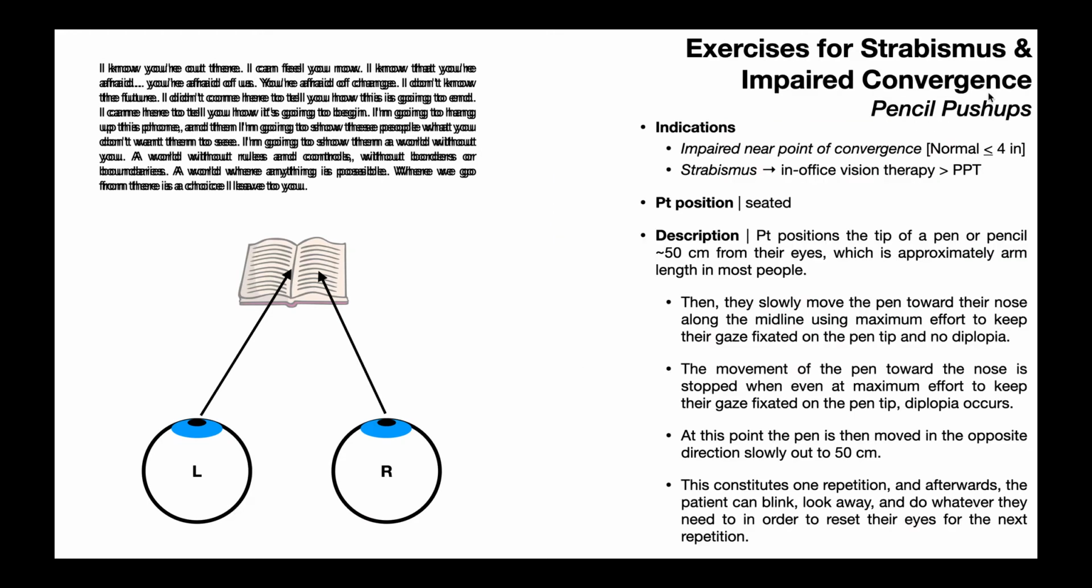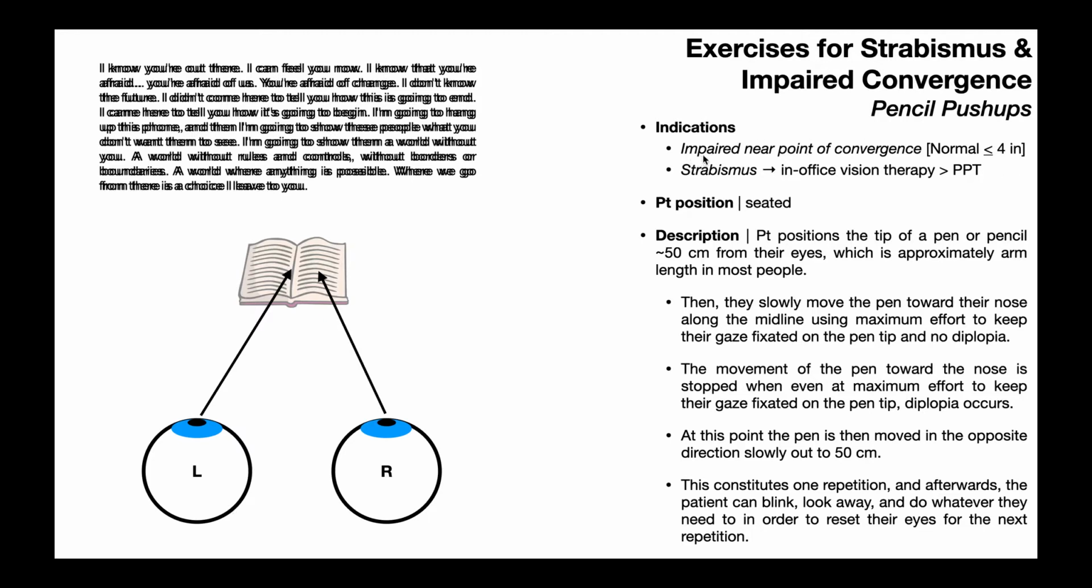And so for that, we're going to look at pencil push-ups. The first indication for these would be an impaired near point of convergence. Remember, the near point of convergence has a normal value of less than or equal to 10 centimeters or 4 inches. Those two are not exactly the same, but they're pretty darn close.